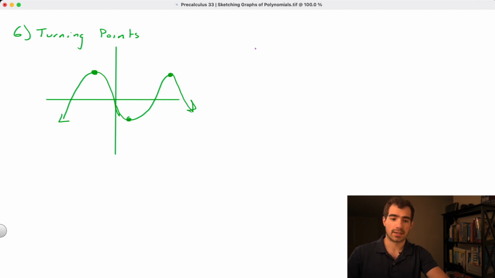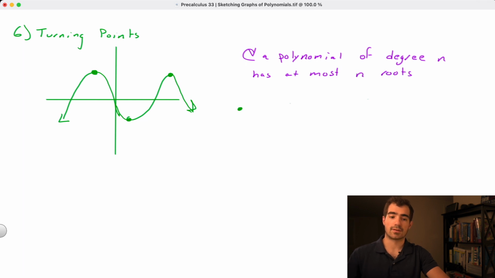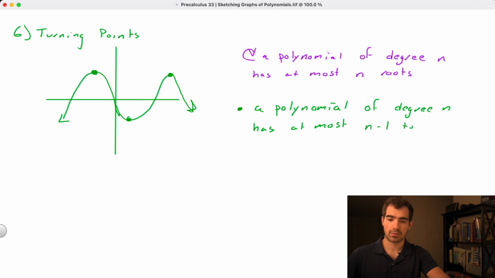And specifically, in the same way that we saw a polynomial of degree n has at most n roots, this is also similar for turning points, just one fewer, right? Because if we had 1, 2, 3, 4 roots here, then in between those 4 roots, we have to have 1, 2, 3 turning points. So again, one fewer. In other words, a polynomial of degree n has at most n minus 1 turning points.